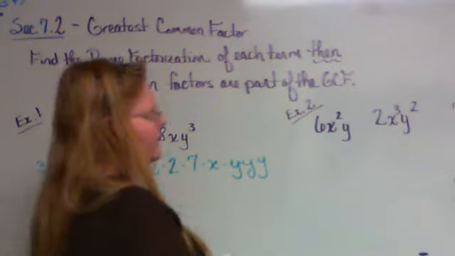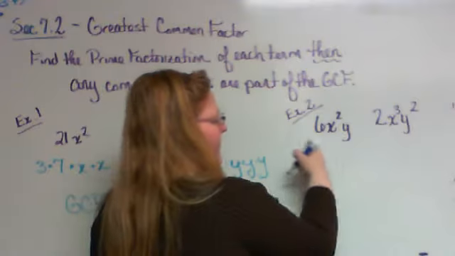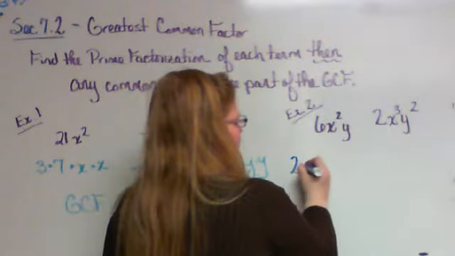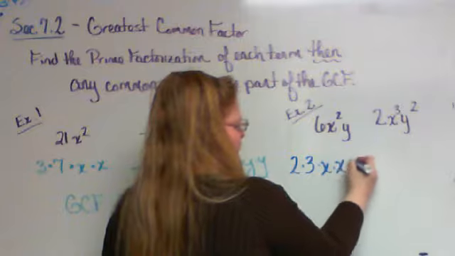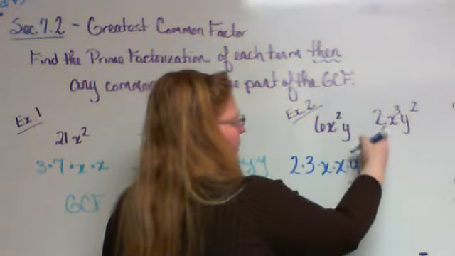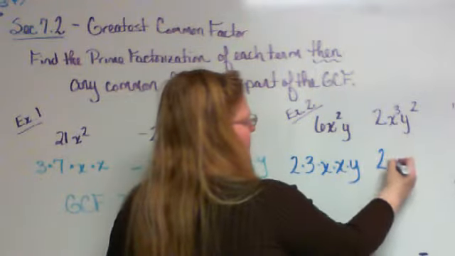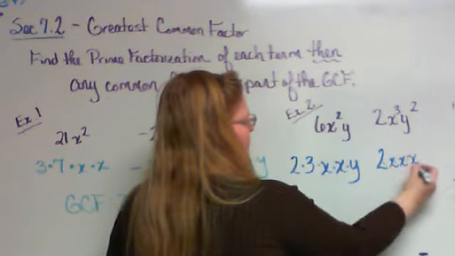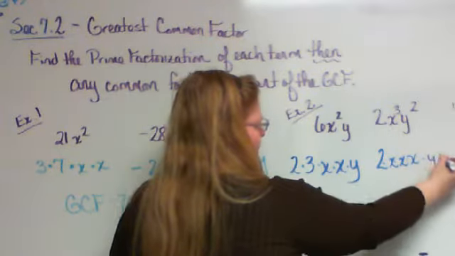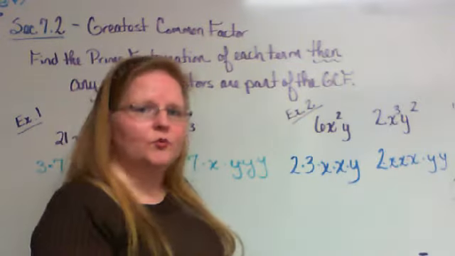Over here, the prime factorization for this is 2 times 3 times x times x times y. And then that one is just 2 times x times x times x times y times y. Running off my board.